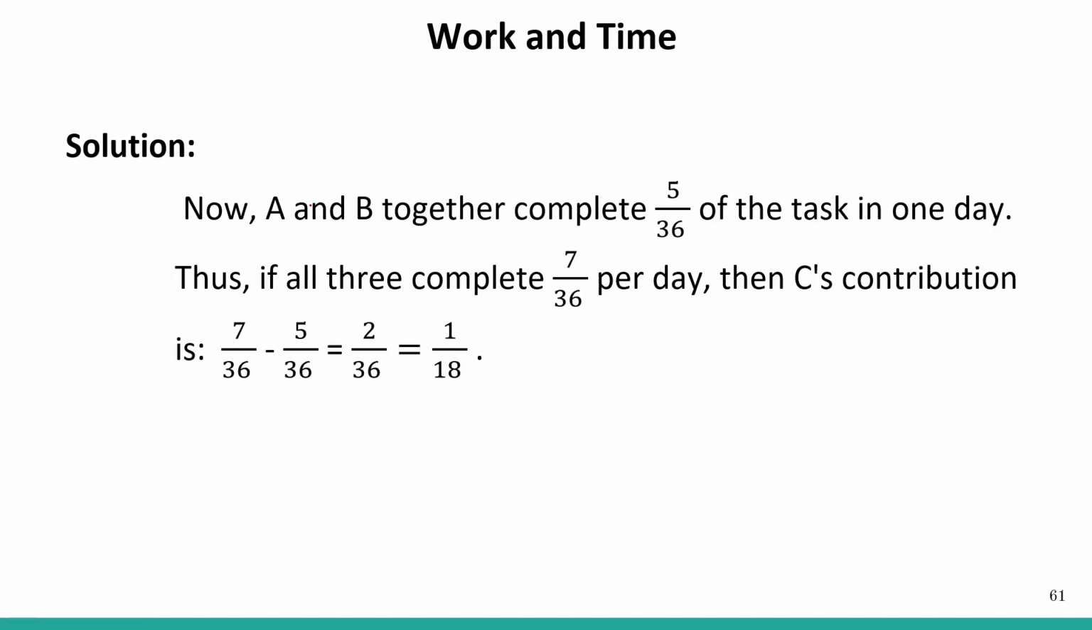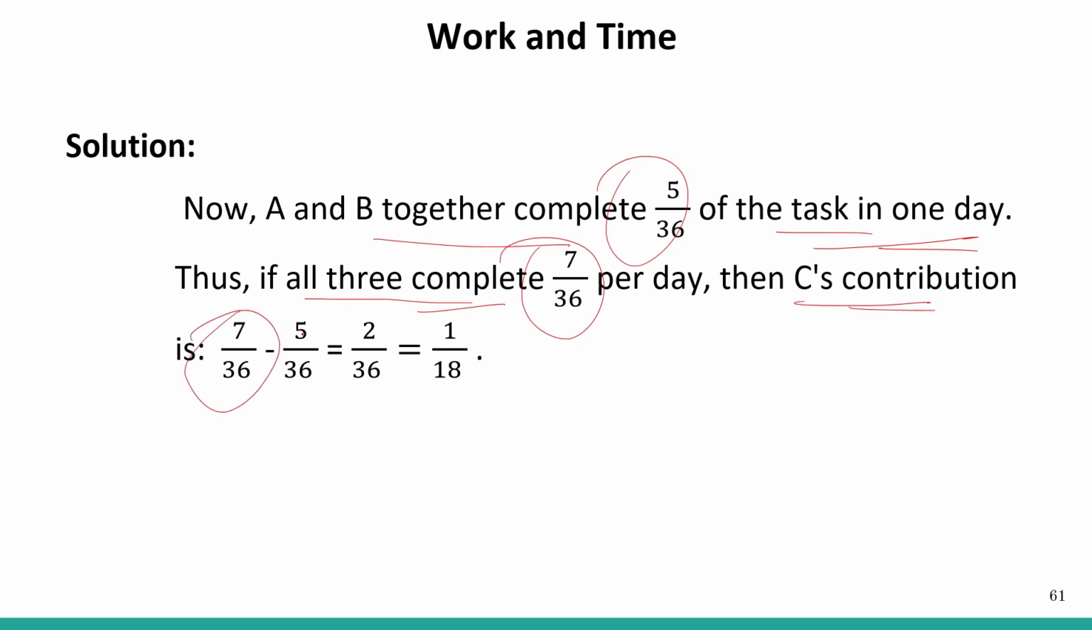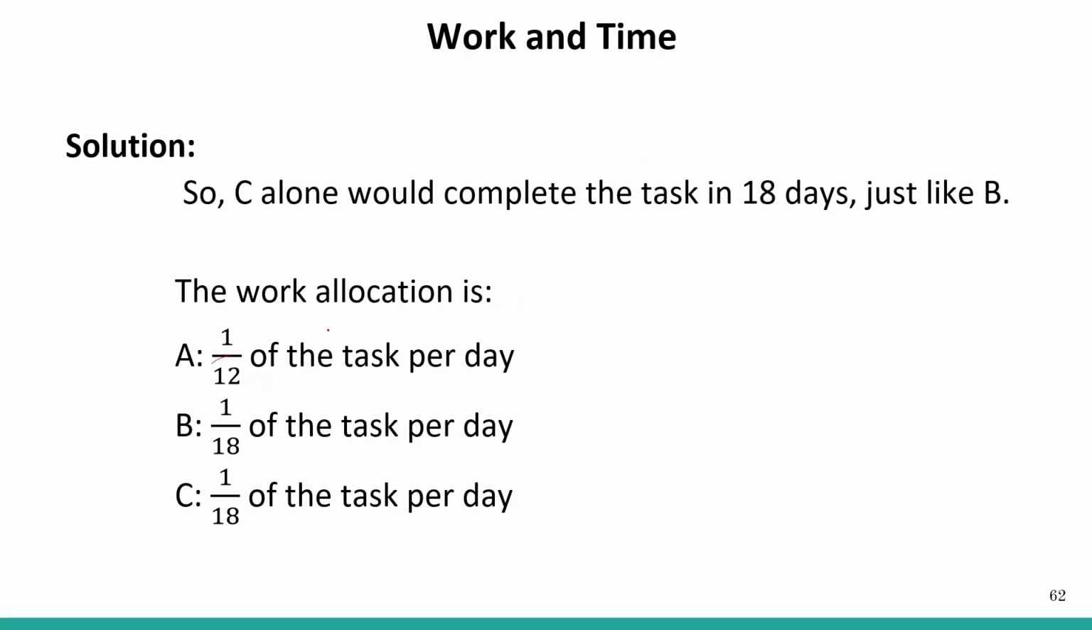Okay, so A and B together complete 5 by 36 of the task in one day. So thus, if all the three complete 7 by 36 per day, then C's contribution is 7 by 36 minus 5 by 36, which is equal to 2 by 36 or 1 by 18. This much is C's contribution in the whole task. So the work allocation is A is equal to 1 by 12th of the task, B is equal to 1 by 18 of the task, and C is equal to 1 by 18 of the same task.